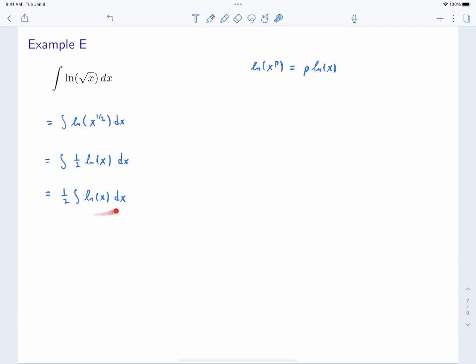Now we have the integral of ln of x dx. And this is something that we know how to integrate. That was one of our useful antiderivatives from earlier. So this is 1/2 times the antiderivative of ln of x, which is x ln of x minus x, and then we just throw on a plus c. And this is our antiderivative for the ln of the square root of x.